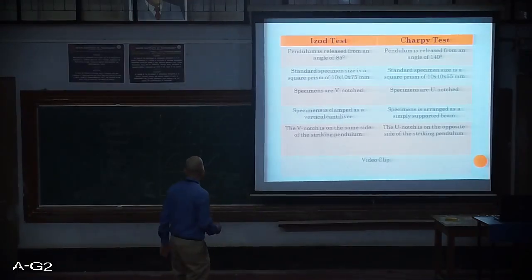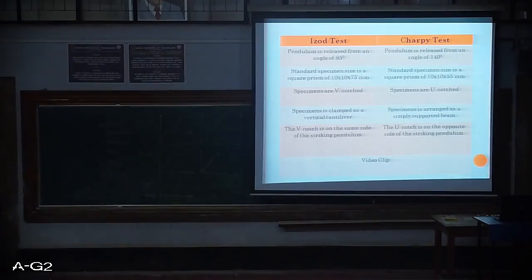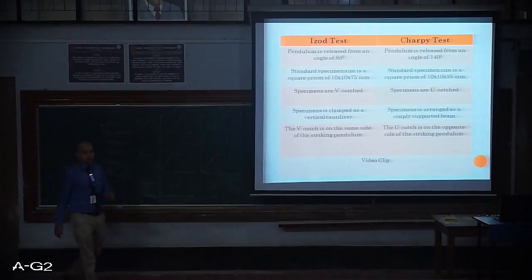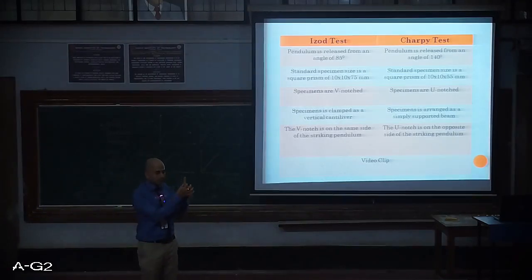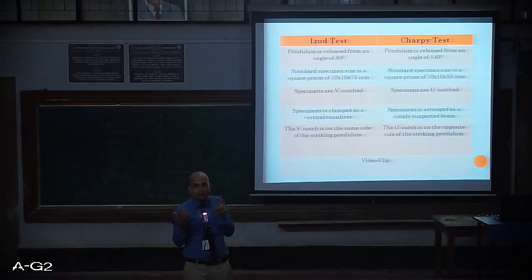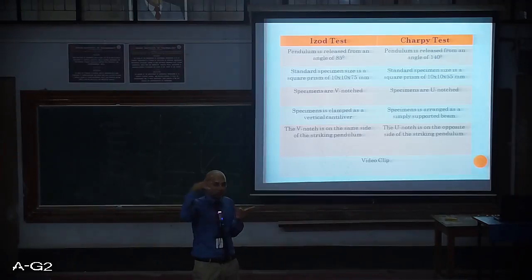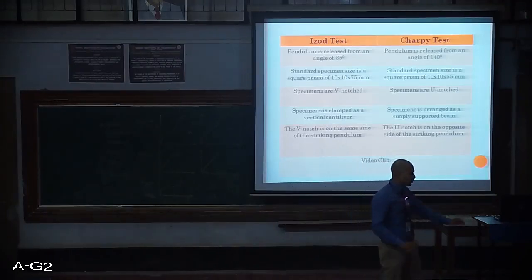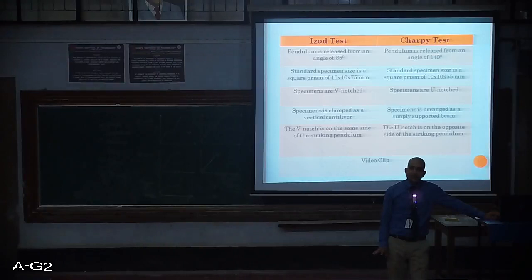Then the specimen is clamped in a vertical cantilever position in the case of the Izod test. In the case of the Izod test, the specimen is mounted in this vertical cantilever fashion, while in the case of the Charpy test, it is mounted in a simply supported fashion like this. And in the Izod test, the V notch is in the same direction as the dropping hammer, while in the Charpy test, the U notch is opposite to the direction of the dropping hammer. So these are some of the differences between the Izod and the Charpy. However, the objective of doing the test is very simple. It is done to evaluate the impact strength of the material.